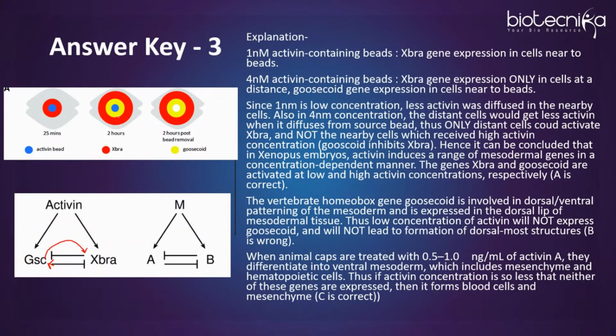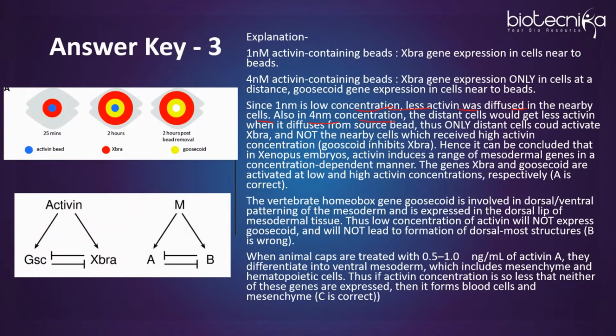So since in low concentration of activin you have XBRA, in high concentration, when you took 4 nanomolar, here you did not get XBRA. So if XBRA is not there, goosecoid is activated in high concentration. If goosecoid is there, it is inhibiting XBRA. When you took 1 nanomolar, immediately in the nearby cells they got low concentration. So that's why they formed XBRA. Because they formed XBRA, goosecoid could not be expressed. That's why you saw this kind of observation. Okay. So since 1 nanomolar is low concentration, less activin was diffused in the nearby cells.